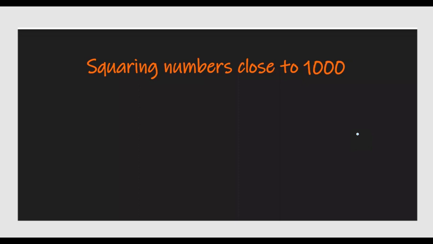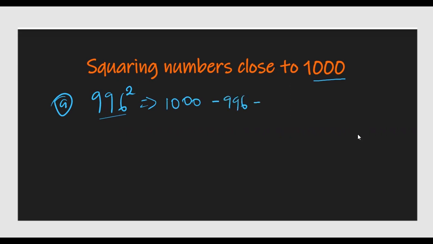Suppose this is A, and we want to square 996. Easy. The most important thing is to look at the difference. What's the difference between 996 and 1000? It's 4. The next step is 1000 minus 996. Remember, I'm just writing this to demonstrate, because if you're doing mental math, this should be easy for you to master.